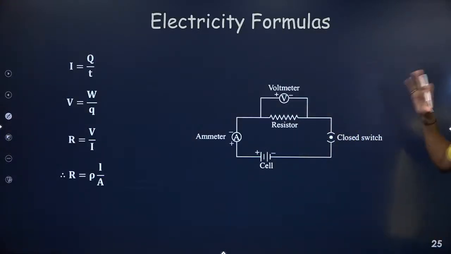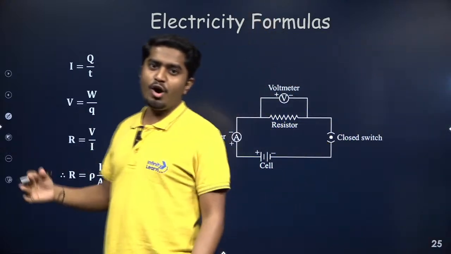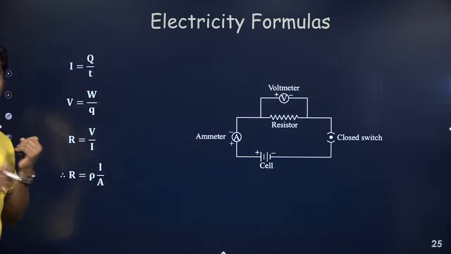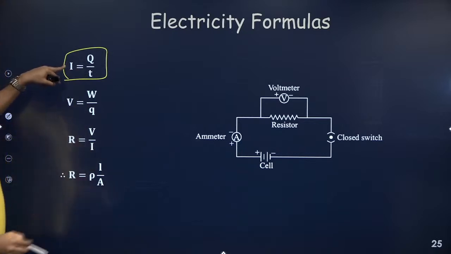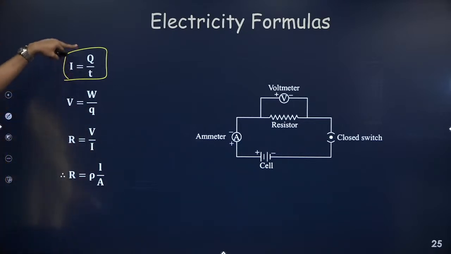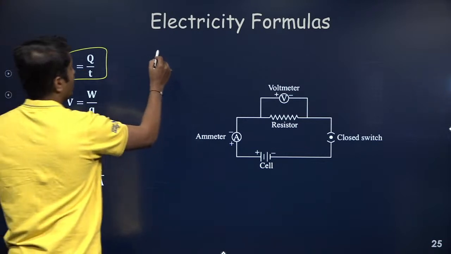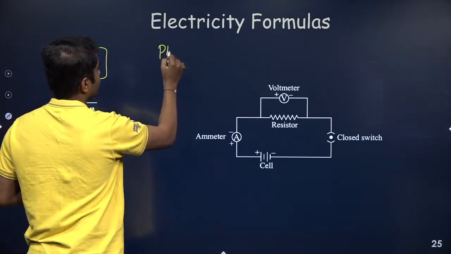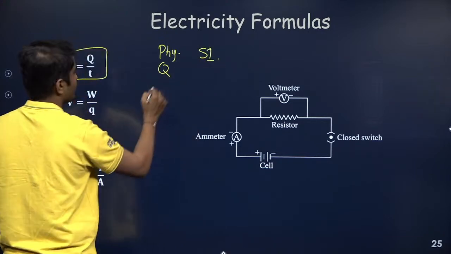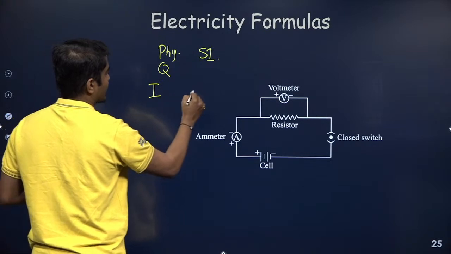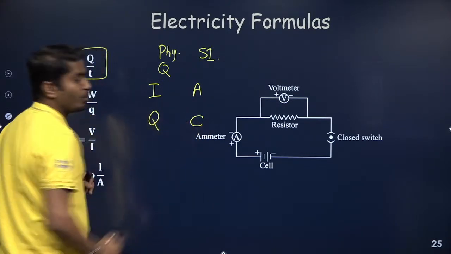So what is there in electricity? Only the formula. Remember all the formula and you can solve all the questions. The first formula will tell you the current. I is a current, Q is a charge, T is time. Okay, I'll write the physical quantity and SI units. So physical quantity is current, SI unit is ampere. Physical quantity is charge, SI unit is coulombs.